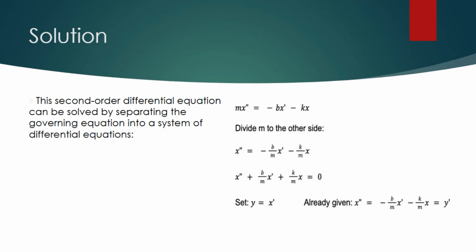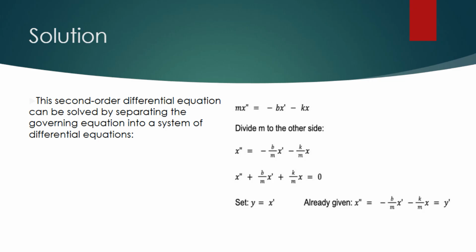So we start with m x double prime equals negative b x prime minus k x. We'll divide by m, so then we're left with x double prime, which is then equal to negative b over m x prime minus k over m x. And then we'll add both those terms to the other side, so then we're left with x double prime plus b over m x prime plus k over m x, which is equal to 0 now.